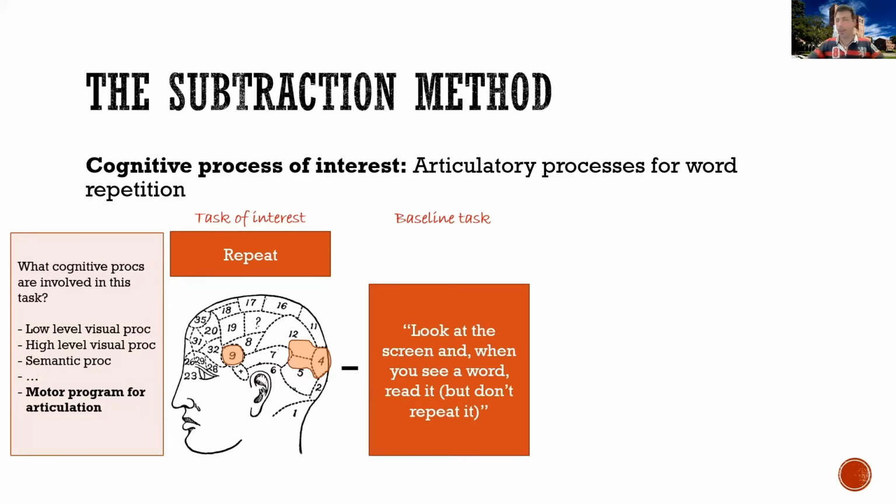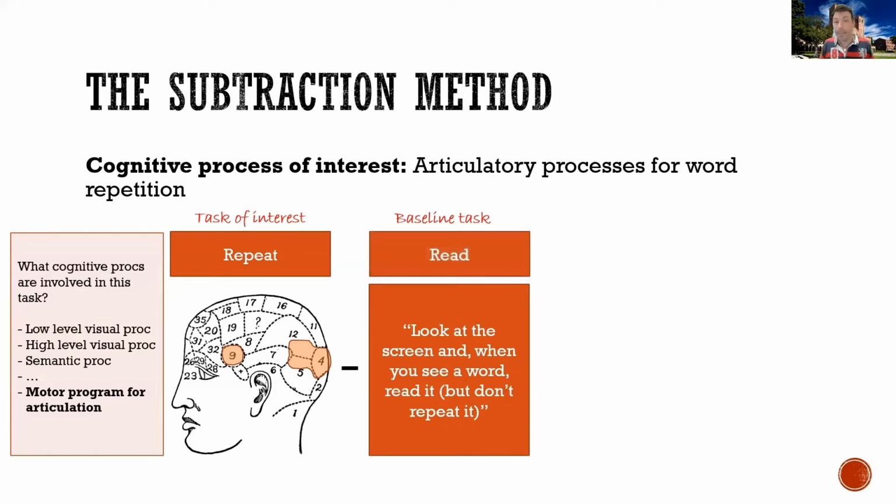So maybe we could create something like this. We could say, now look at the screen, and when you see a word, read it, but don't repeat it. So in other words, we've ideally created a task that might have in it a similar amount of low-level visual processes, since you're reading similar things, a similar amount of high-level visual processes, since again, you're reading words, a similar amount of semantic processes, since you're reading words and that will get associated with meanings, et cetera, but it will lack triggering motor programs for articulation.